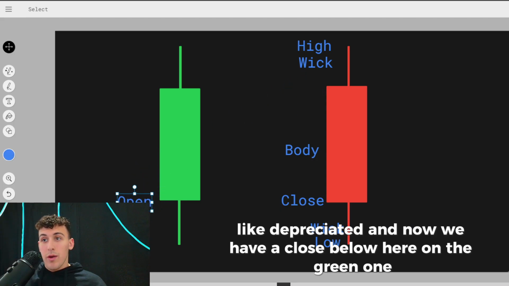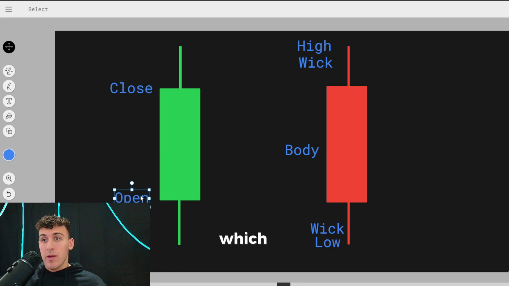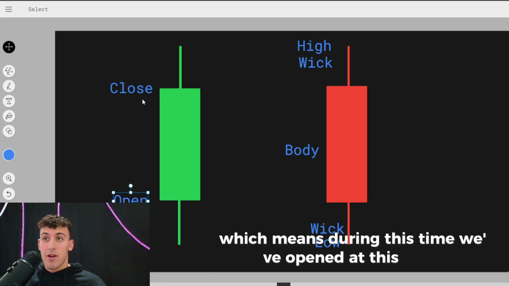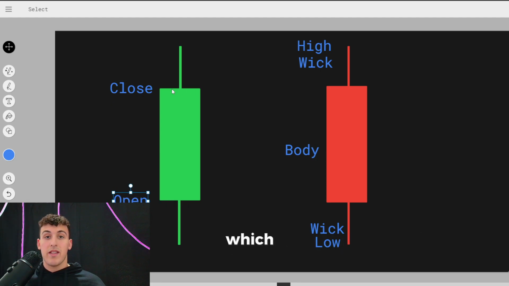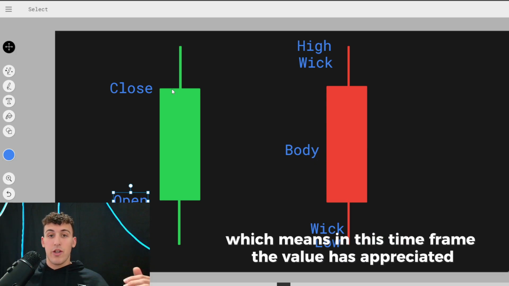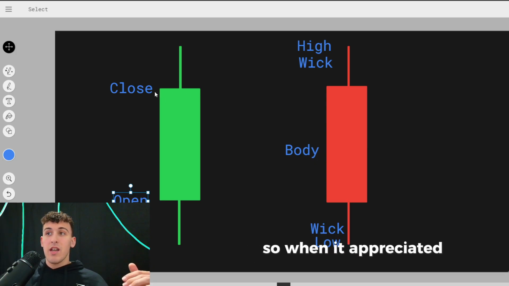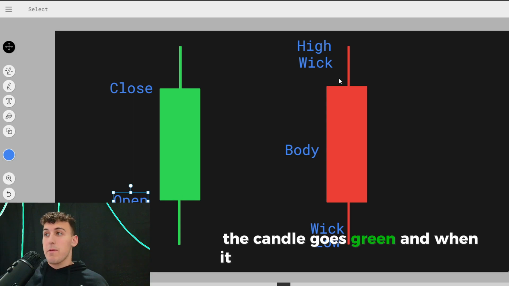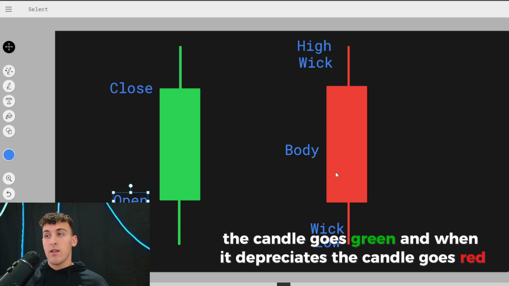On the green one, we had the open below and the close above, which means during this time we've opened at this price and then we closed at this price, which means in this time frame the value has appreciated. So when it appreciated, the candle goes green, and when it depreciates, the candle goes red.